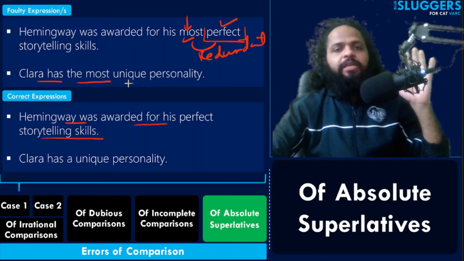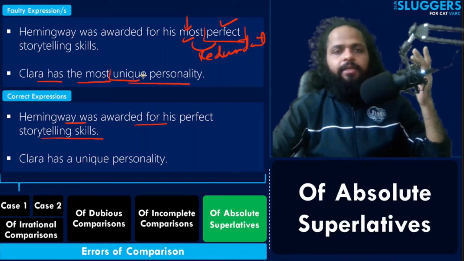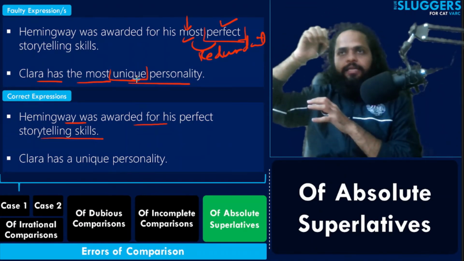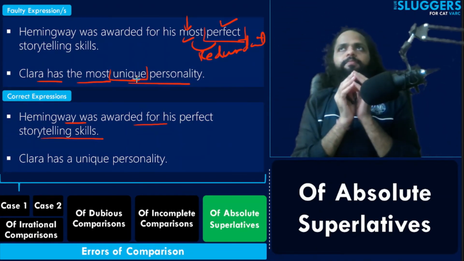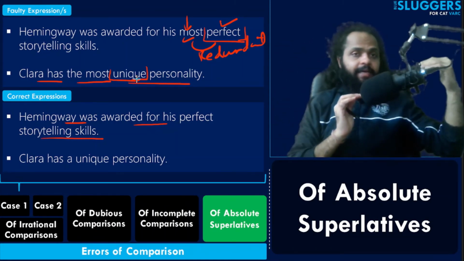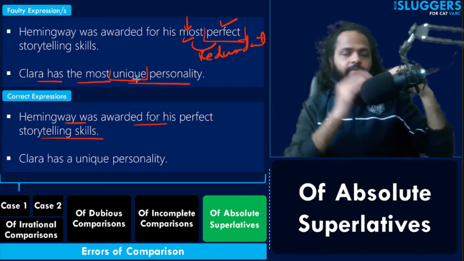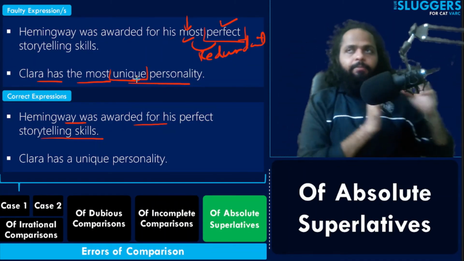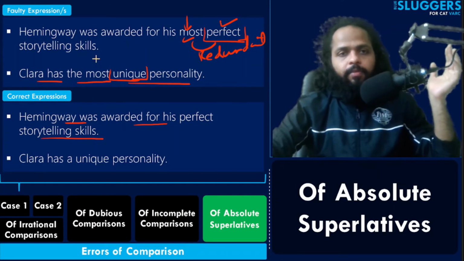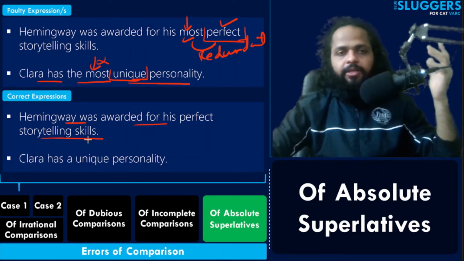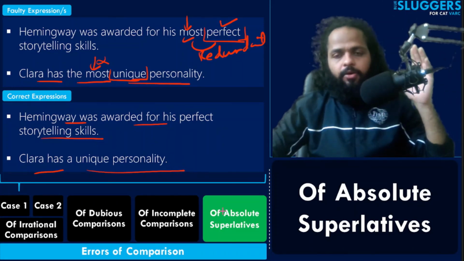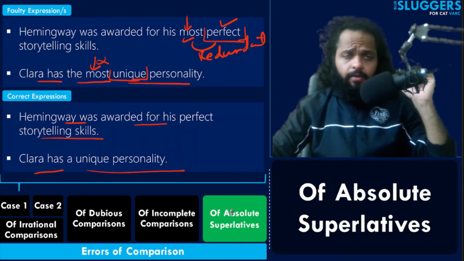Clara has the most unique personality. Again, when you use the word unique, that automatically means that it is different from everyone else. It is anyways unique. You can't say that something is less unique or more unique, right? You can say that something is less rare and more rare, right? You can have various degrees of rarity maybe, but you don't have various degrees of uniqueness. Unique is just unique, right? So again, using the word most here does not make sense. So you'd rather want to say that Clara has a unique personality. Okay, so that would be your case of the 4th type of comparison error.